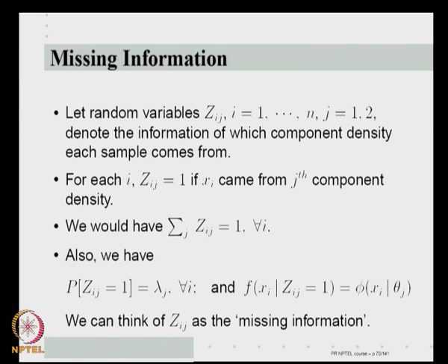We can think of Zij's as the missing information. Essentially, the density estimation problem for the mixture densities has become difficult because I am not given the Zij information. I am only given xi's. If I am also given the random variable Zij for i equal to 1 to n and j equal to 1 to 2 here, or in general 1 to k, then as we can see the estimation is easy. So, we can think of Zij as the missing information.